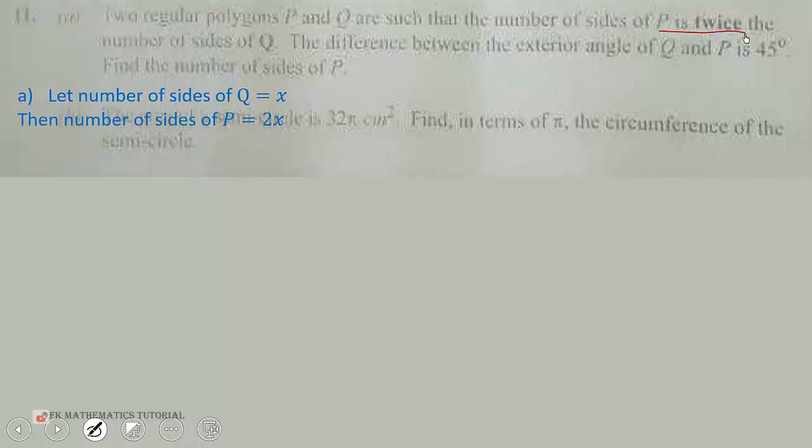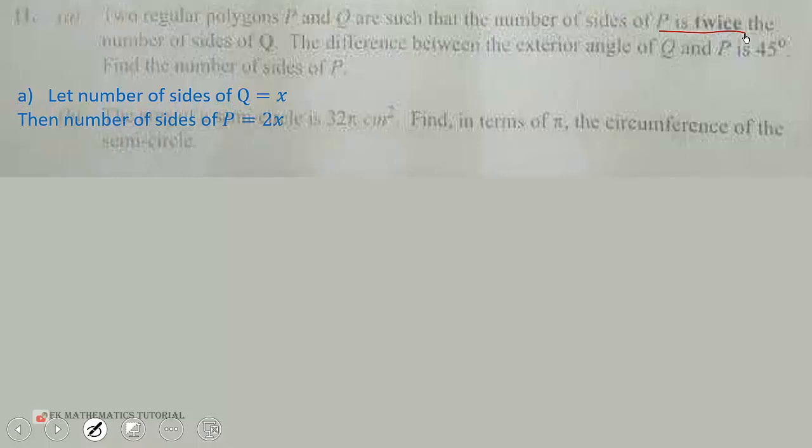Now let's look at question number 11. Two regular polygons P and Q are such that the number of sides of P is twice the number of sides of Q. The difference between the exterior angle of Q and P is 45 degrees. Find the number of sides of P. So we are going to let the number of sides of Q be x. Then we're told that P has twice the number of sides of Q. So the number of sides of P will be 2x.